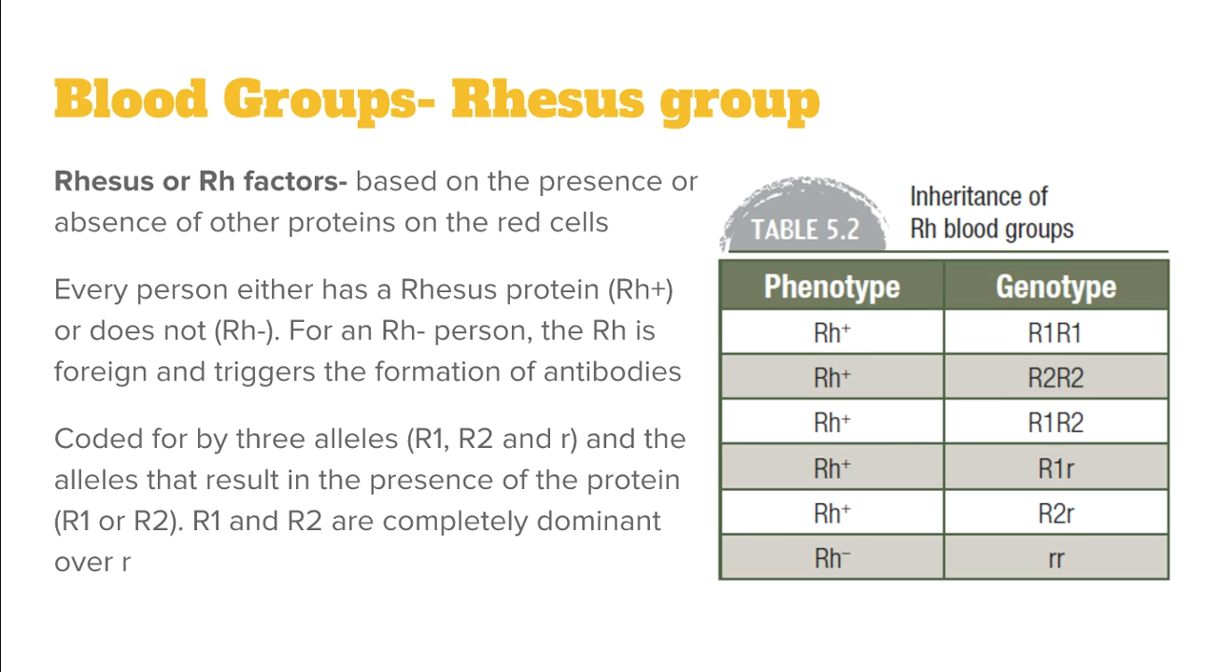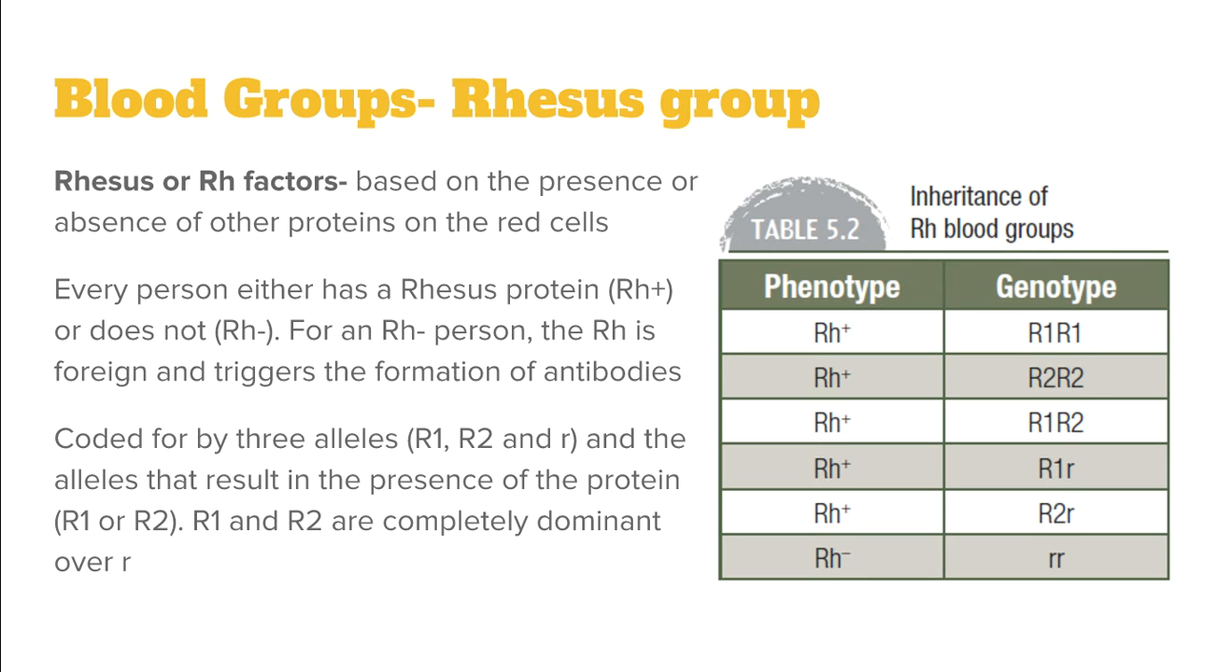The second factor that is on the presence of blood cells is what we call the rhesus or Rh factors. And these are based on the presence or absence of a second type of protein on the red cell. So every person can have either a rhesus protein, so they can be positive, or they might not have a rhesus protein, which therefore they are negative. So for a person who is negative for the rhesus protein, if the rhesus protein is in their blood, it is detected as foreign and triggers the formation of antibodies.